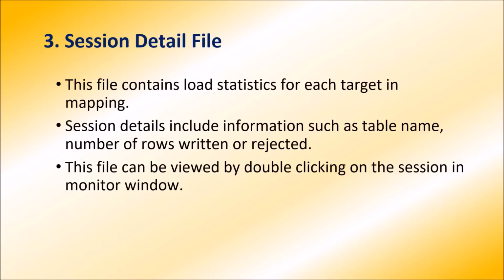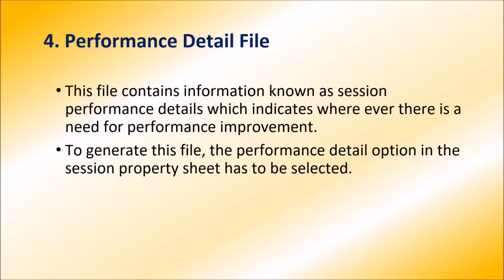The fourth one is performance detail file. As the name indicates, it just has the performance details of the session. This file is generated when we require performance improvement. At that time we generate this performance detail file to see where we are getting performance issues. And to generate this file, the performance detail option in the session property sheet has to be selected.